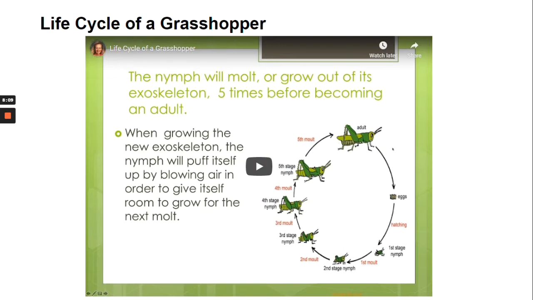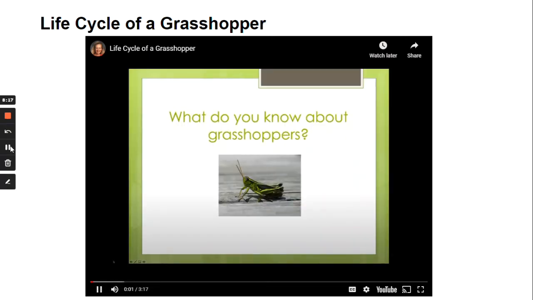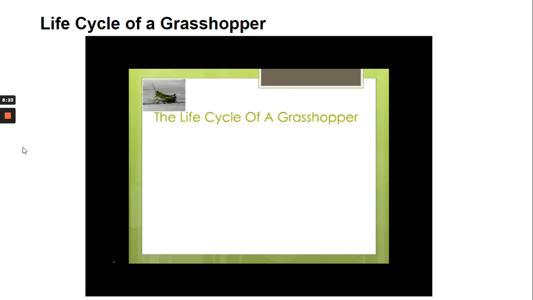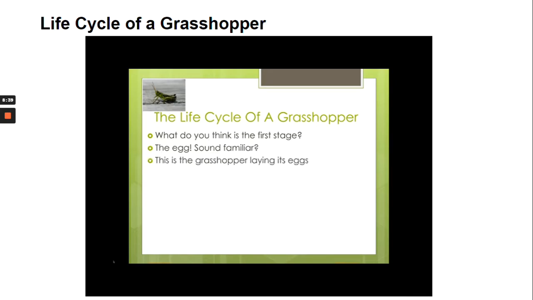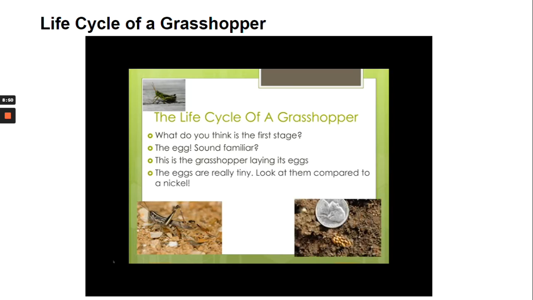Now we're going to look at the life cycle of a grasshopper. What do you know about grasshoppers? The life cycle of a grasshopper. What do you think is the first stage? The egg. Does that sound familiar? This is the grasshopper laying its eggs. The eggs are really tiny. Look at them compared to a nickel.